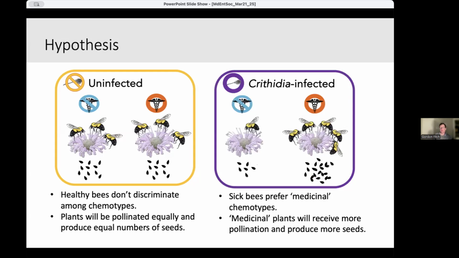By contrast, if the bees are infected with Crithidia and they're self-medicating, we'd expect them to visit these medicinal plants more, leading to better pollination and more seeds for those plants relative to the non-medicinal ones.